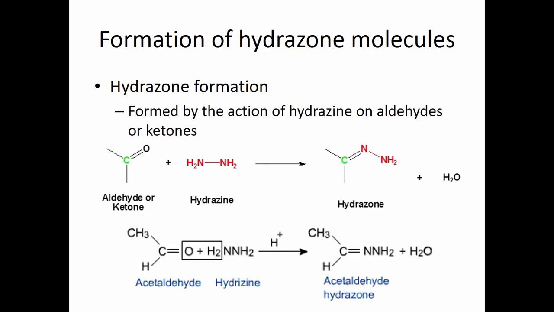And so how do we form hydrazone molecules from hydrazines? Well, we can look at the action of hydrazines on either aldehydes or ketones. So we have an aldehyde or a ketone here, we have a hydrazine. Essentially what we end up with is the hydrazone right here. And you can see that this is a condensation reaction, so we're getting H2O as a co-product here when we make hydrazones.